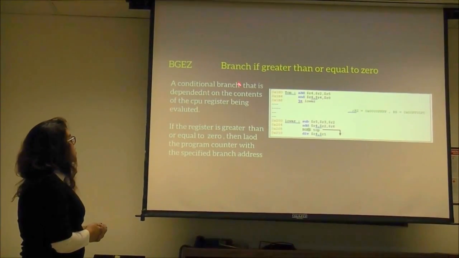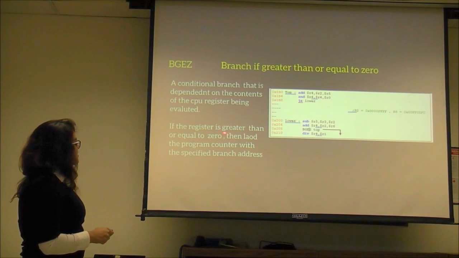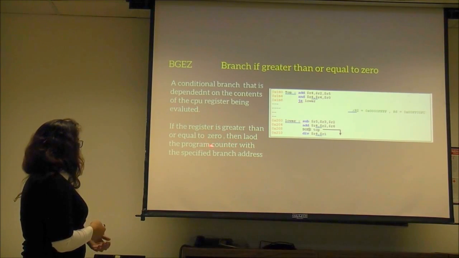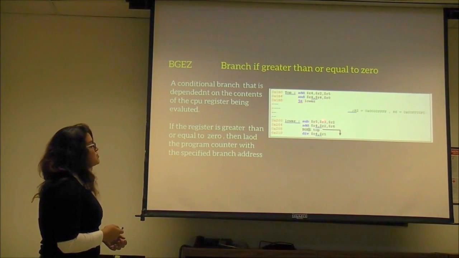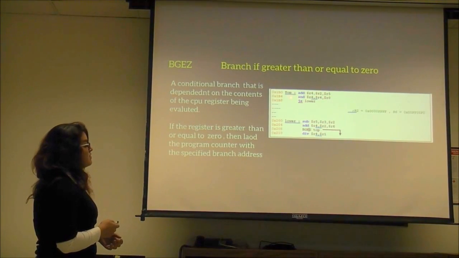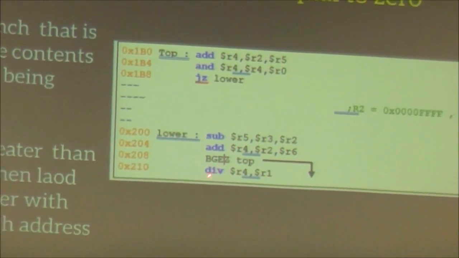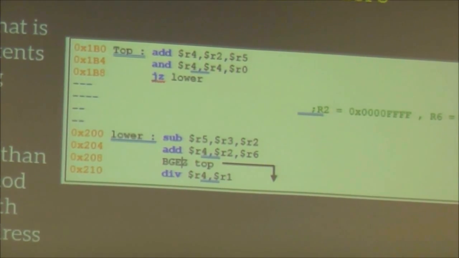And for our second branch, we did branch if greater than or equal to 0. A conditional branch is dependent on the contents of the CPU register being evaluated. If this register is greater than or equal to 0, then load the program counter with a specified branch address. Here we attempted to perform the same branching to the same label on top, but since the value is actually a negative number, there is no way that it is greater than 0, so it will just fall through into the next instruction.